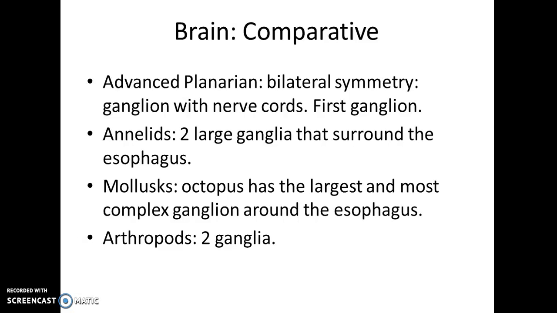Comparative brain. All right, planarians. There's bilateral symmetry. They have a ganglion with a nerve cord. It is the first ganglion because it's the first time we have cephalization. Annelids have two large ganglia that surround the esophagus. The mollusk has the largest and most complex ganglion around the esophagus. Their eyes are amazing. The things that an octopus can do are amazing. Arthropods also have two ganglia.